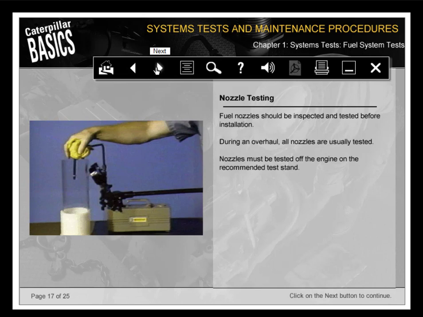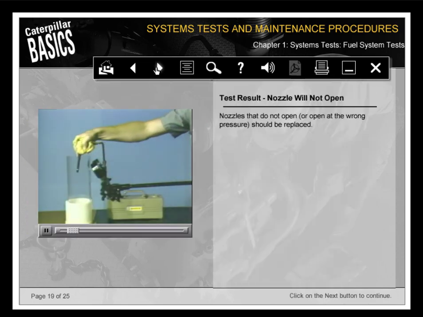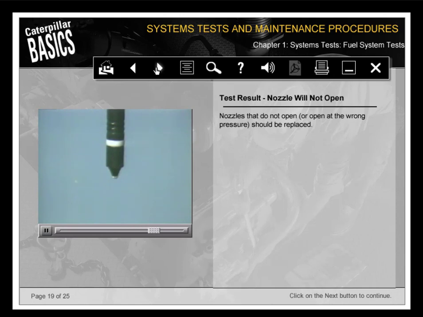Fuel nozzles should be inspected and tested before installation. During an overhaul, all nozzles are usually tested. Nozzles must be tested off the engine on the recommended test stand. Nozzles are tested for valve opening and closing pressure, valve seating, back leakage, and spray pattern. Nozzles that do not open should be replaced.